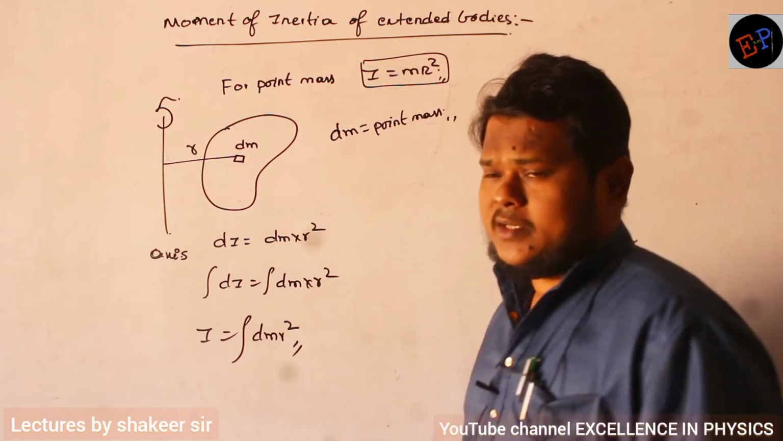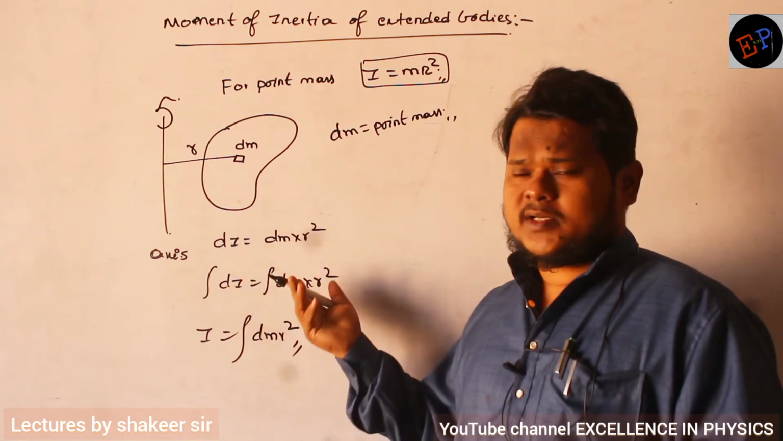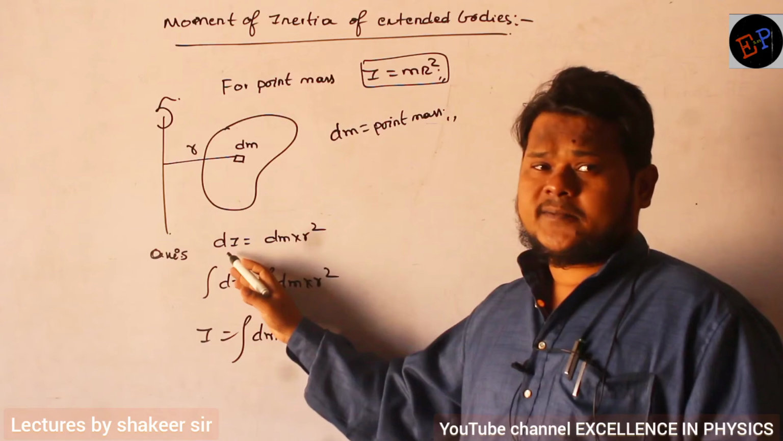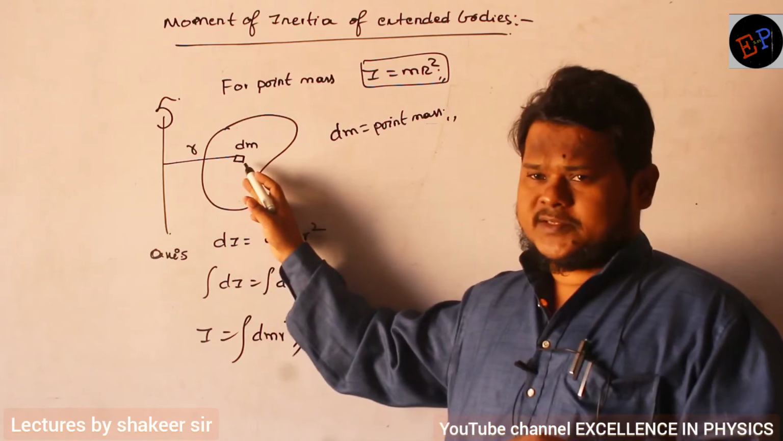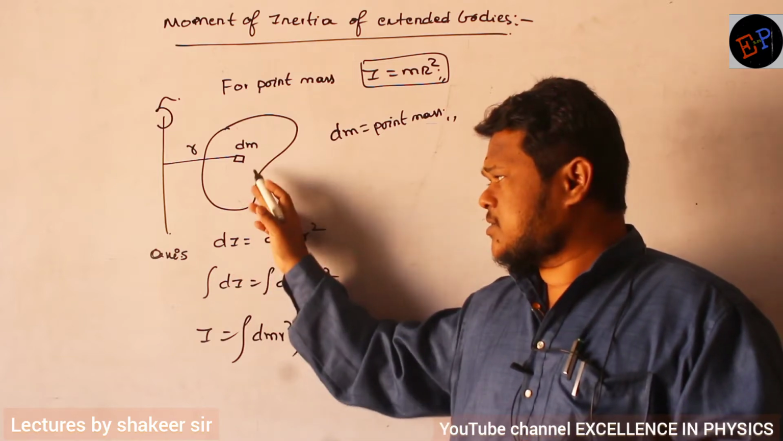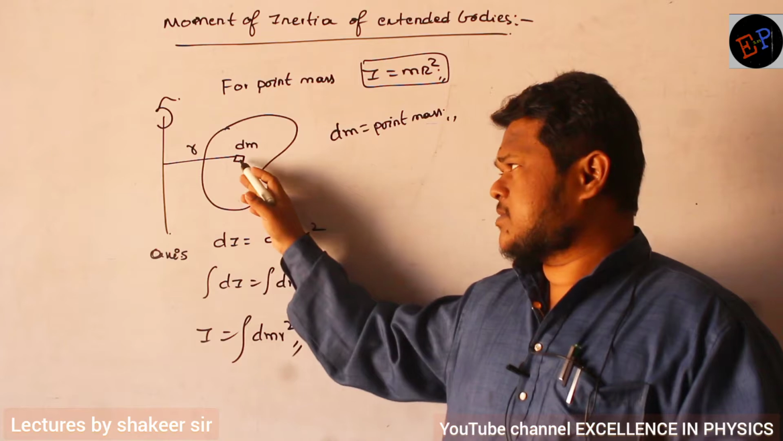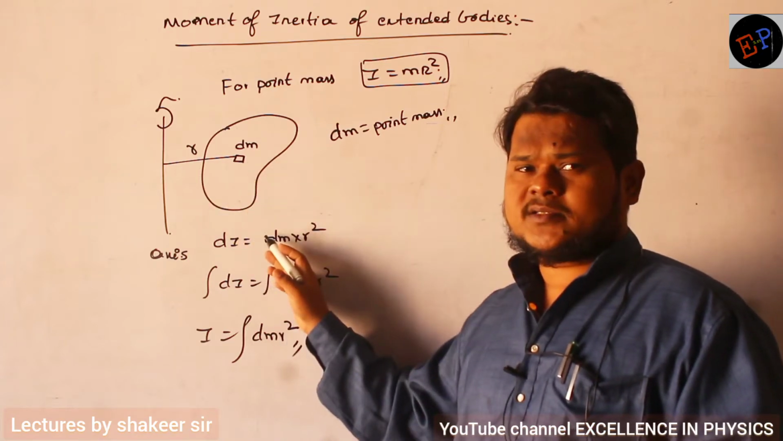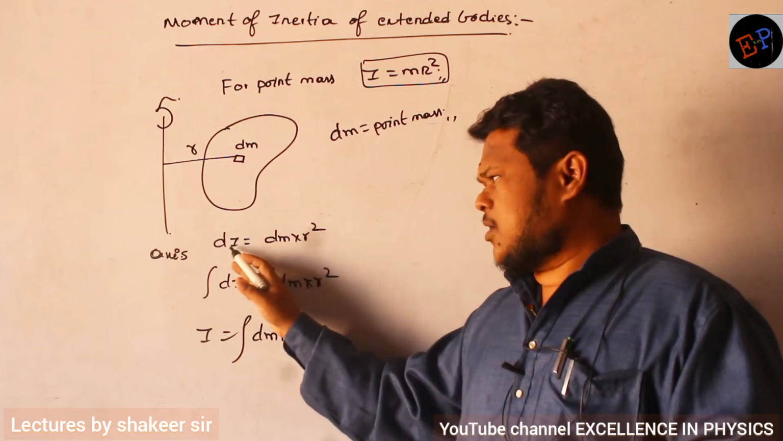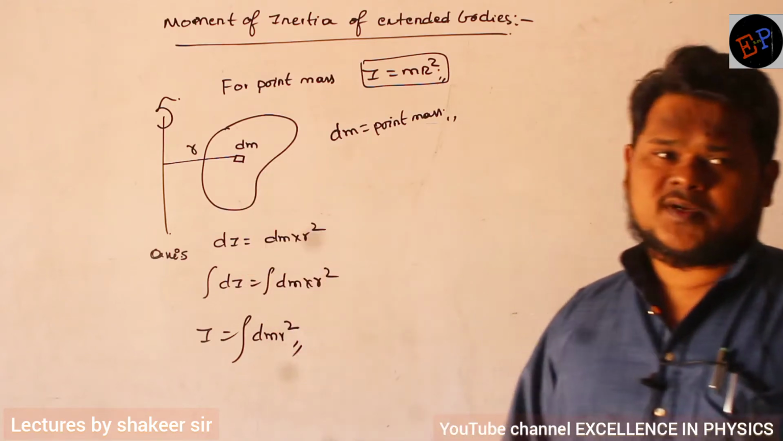Now for point masses, what is the moment of inertia? mr square. So what is dI? Small moment of inertia because of small mass. How much is it? mr square. What is the mass of this body? dm. And what is its perpendicular distance? r. So the small moment of inertia because of the small body is dm into r square.